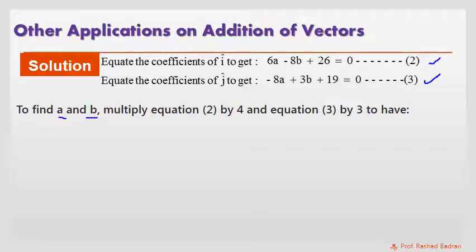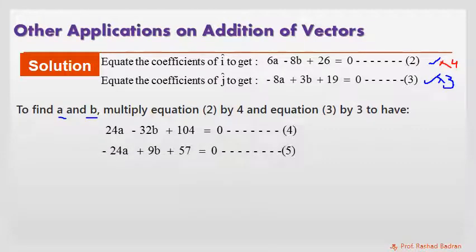Then, if you want to solve these two equations simultaneously in order to find a and b, all you do is multiply equation 2 by 4, and then multiply equation 3 by 3. Then you will get equation 4, obtained from equation 2, and equation 5, obtained from equation 3 after the multiplication process.